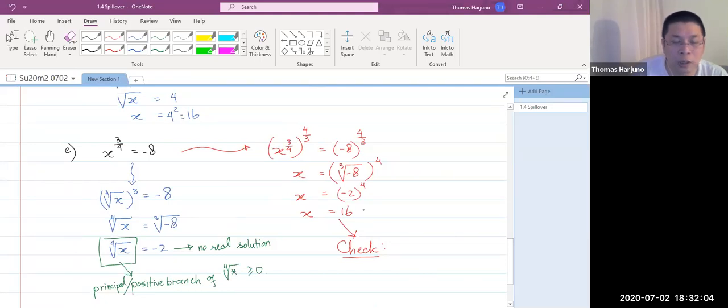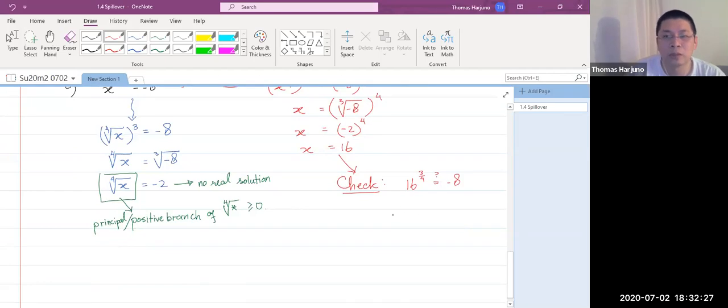Now, if you check this, I want to show you that this 16 is wrong. So imagine if I check that I have 16, 16 to the power of 3/4, is it equal to -8? See, 16 to the power of 3/4 means the fourth root of 16 taken to the power of 3, right? But the fourth root of 16 should be a positive number. A positive number to the power of 3 should be a positive number.